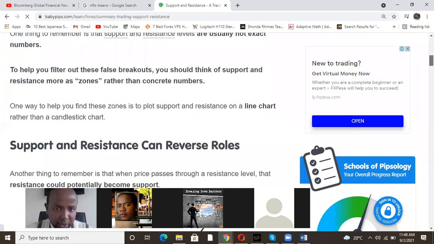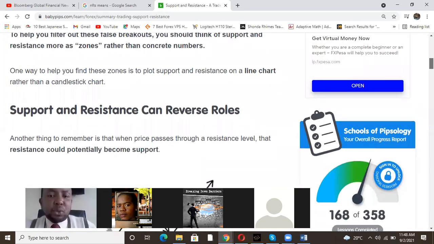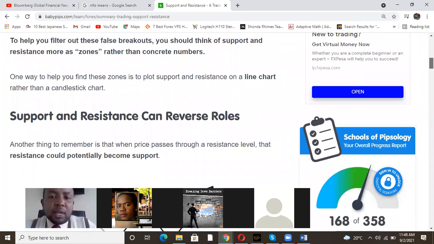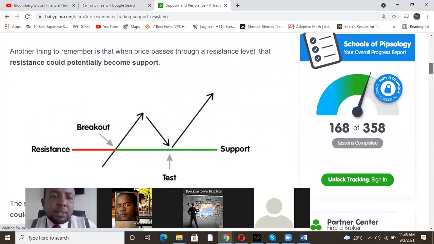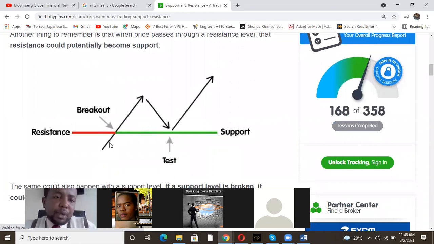Another thing to remember is that when price passes through a resistance level, that resistance could potentially become a support. You can see it goes up, then comes back. It does a retest. We call this a retest because price tried to come back to this support, tried to test it, but it couldn't. So it either will break this way or will break going up. So that's what you call it.